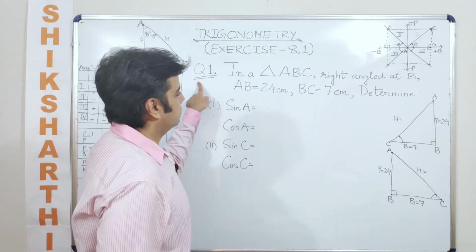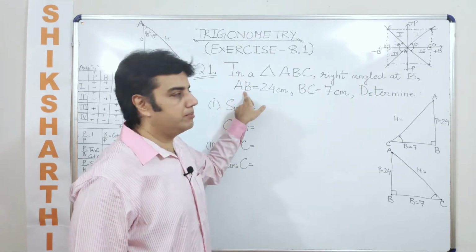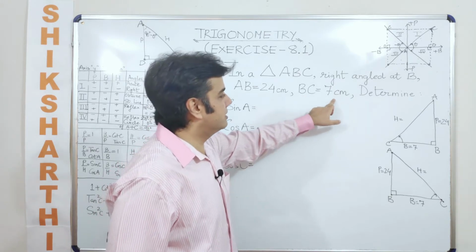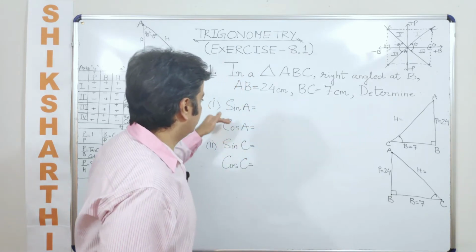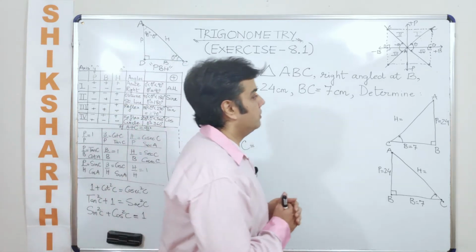Question number 1 talks about a triangle ABC in which the right angle is at B. The length of the line segment AB is given to you as 24 centimeter. BC is given to you as 7 centimeter, and you have to determine these 4 trigonometric ratios. So what is the first thing that you are expected to do?